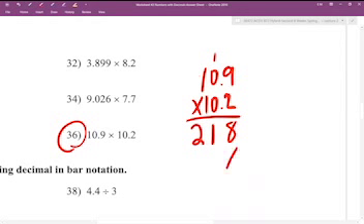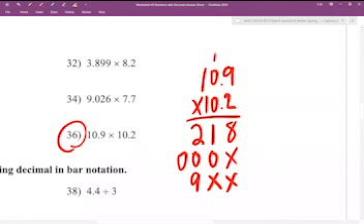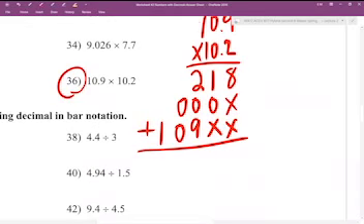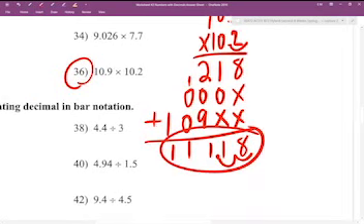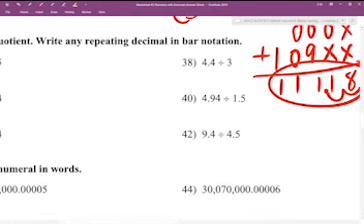And then placeholder, just like whole numbers. 0, 0, 0. This time 2 placeholders, because we're done with 2 place values. 1 times 9 is 9, 1 times 0, and then 1 times 1. Add them all together, and we get 11118. Count the total decimal places, 1, 2, and we get 111.18.